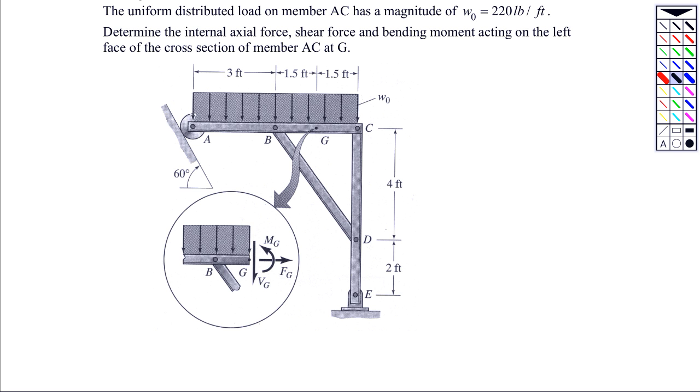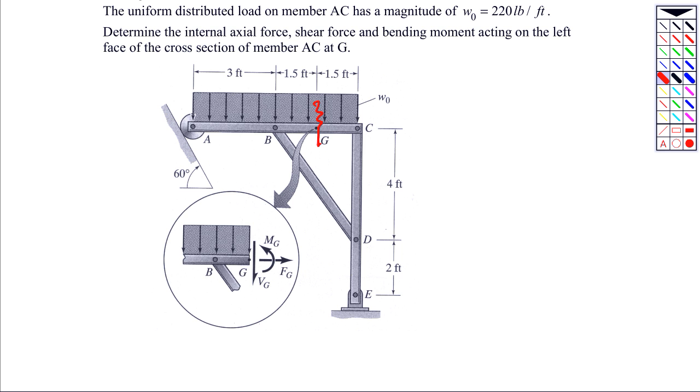And what we want to do eventually is make a cut through member AC there at G. And we want to expose and calculate the internal axial force, the internal shear force, and the internal bending moment acting on the left face of that cross-section there at G. So in this problem, we have to do this in steps, which is very common of the kind of problems that we are facing here.